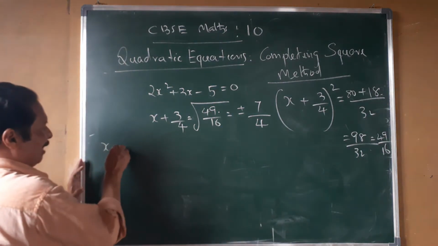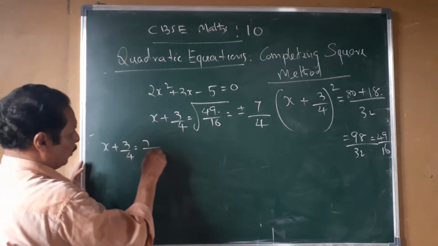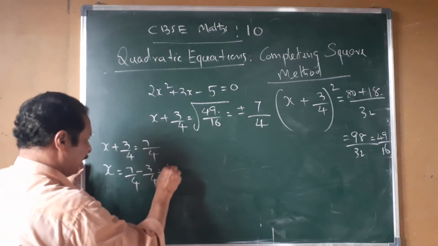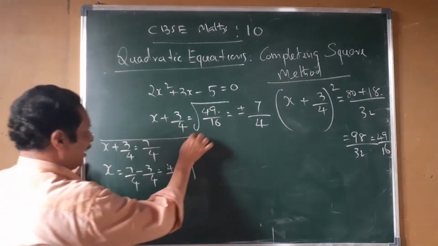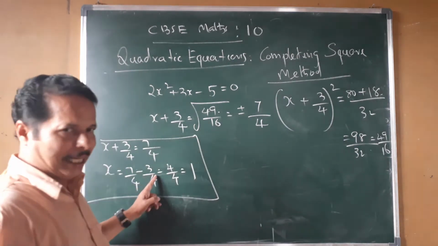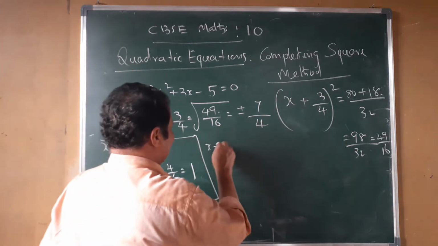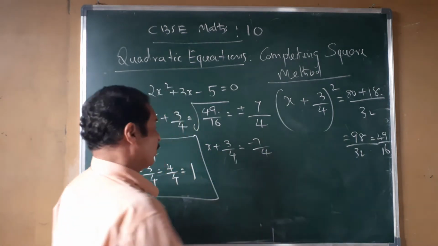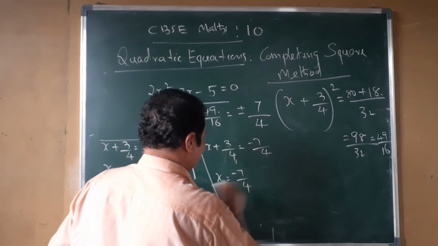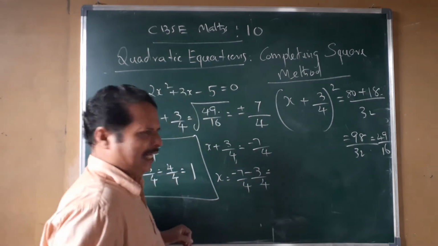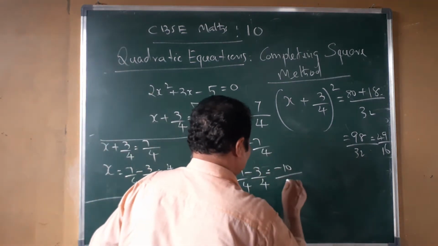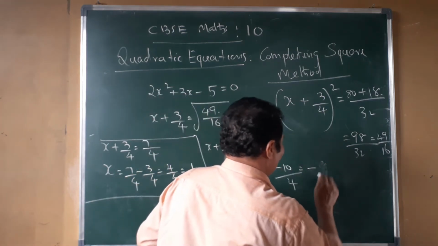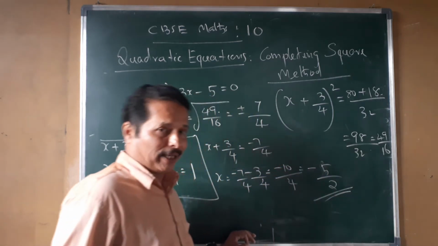Now, one value: x plus 3 by 4 equal to 7 by 4. x is equal to 7 by 4 minus 3 by 4, which is 4 by 4. That's equal to 1. Is it clear? Second value: x plus 3 by 4, the other root, is minus 7 by 4. x is equal to minus 7 by 4 minus 3 by 4. Is it clear? That is minus 10 divided by 4. If you divide it by 2, you get 5 divided by 2. That is minus 5 by 2.